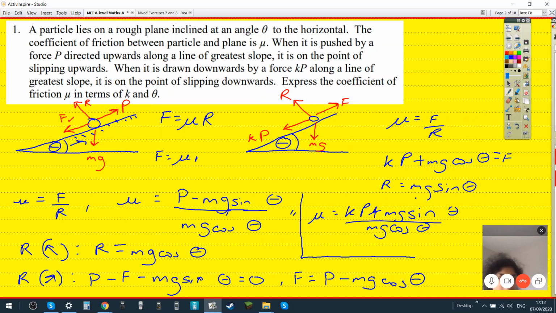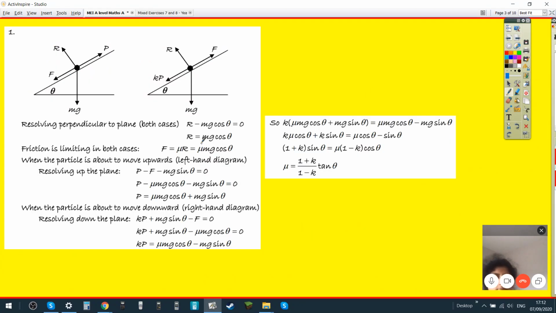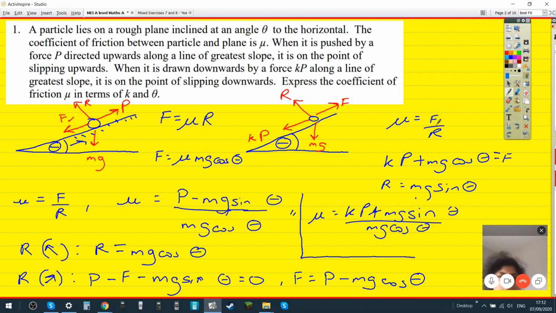Then where did P minus mg sine theta come from? mg cos theta. Oh yeah, but then you just get mu again. So how did they get around that? Minus F, KP. So F equals KP plus mg sine theta. For the first one, they just left it as P equals something. That's not writing mu in terms of K and theta.